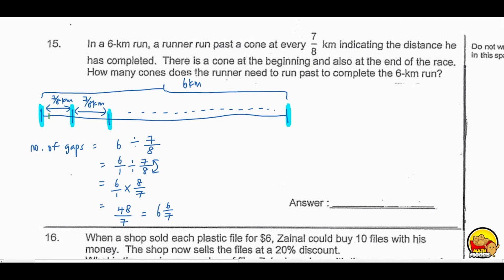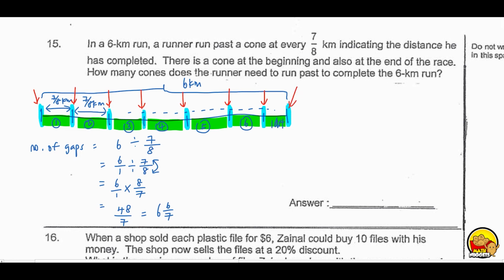So let's draw it out. So this is the first, second, third, fourth, fifth, sixth, and the last one, 6/7. Okay, the first gap, second gap, third, fourth, fifth, sixth, and the last gap, which is represented by the 6/7 of a gap. So let me fill in the cones. The blue color ones are the cones. So how many cones does the runner need to run past in order to complete the run? So we will have 1, 2, 3, 4, 5, 6, 7, 8. Total of 8 cones.